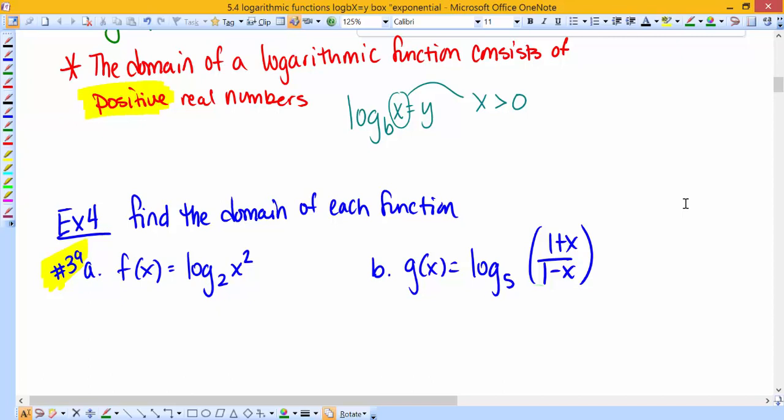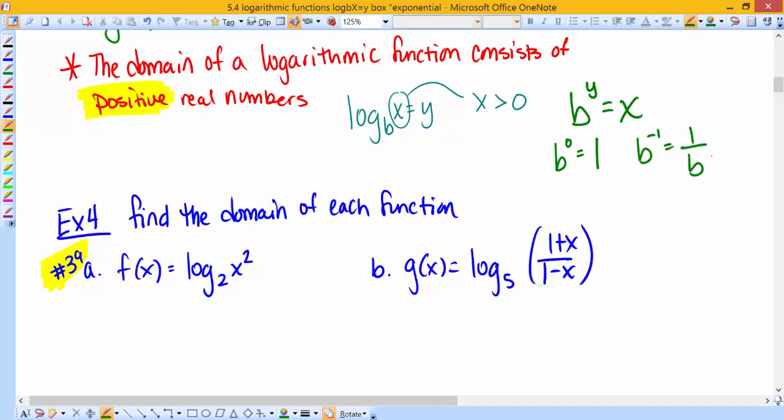So finding the domain, one of the things we need to remember with logarithmic functions, when you rewrite them in exponential form, is b to the y equals x. If I make y equal to 0, so b to the 0, what would that give us? 1. Say I plug in negative 1. Well, that's 1 over b. b will never be 0.